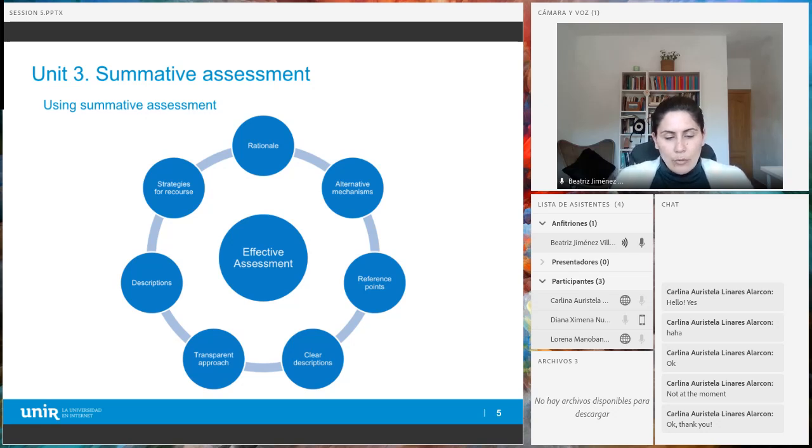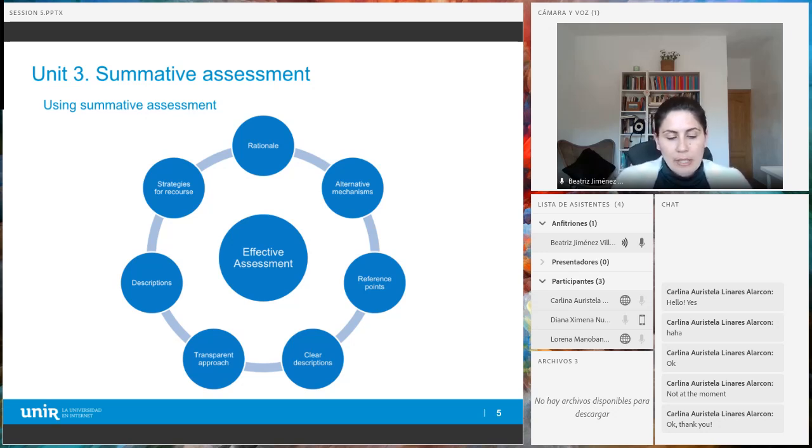Also, it's important that we use alternative mechanisms when we are assessing our students, especially if we are assessing the same outcomes. It's very important that we don't always use the same tool or the same method to assess, for example, the listening skills of our students. It's important that we use different pieces and different methods, and the students can gather different results.